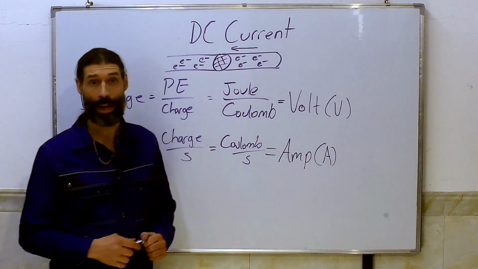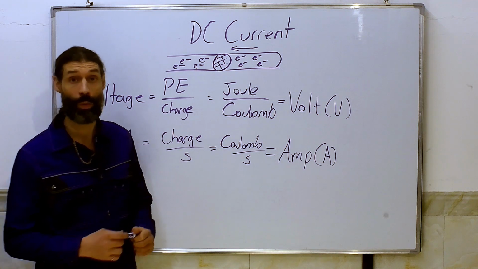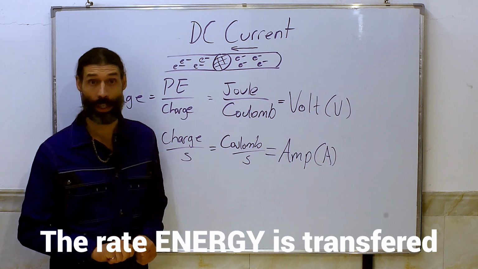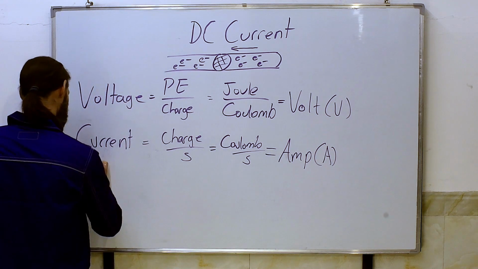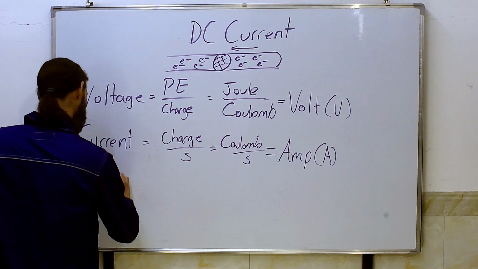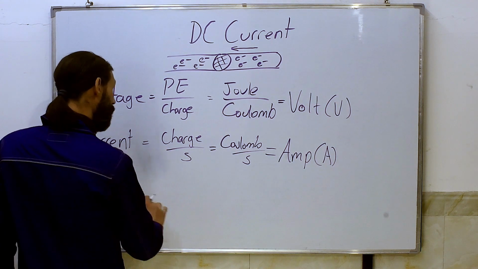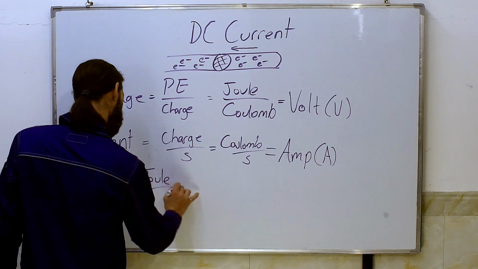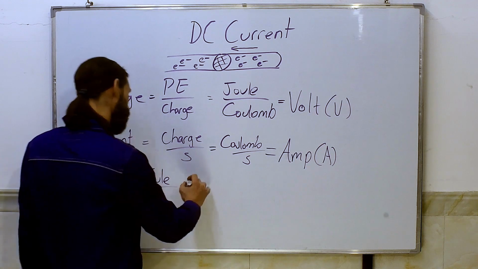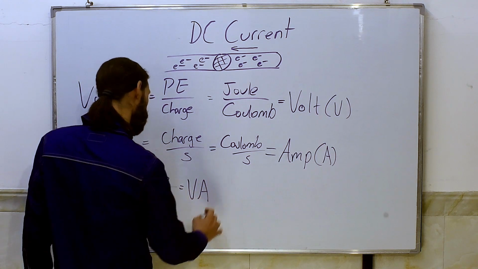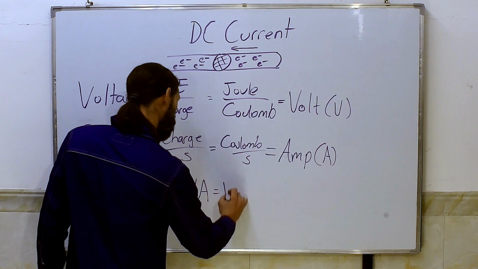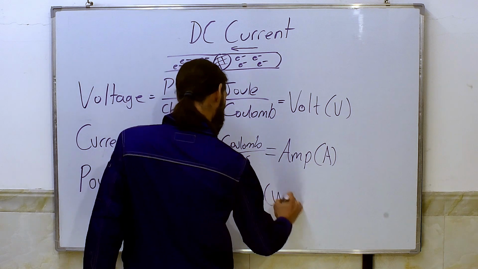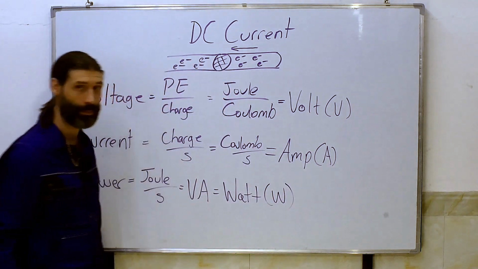The next thing we want to look at is electrical power, and that's the rate at which energy is transferred in our electrical circuit. So power is a rate, so it's per second, and it's an amount of energy, so it's joules per second. Joules per second is also a volt-amp, and it's also called a watt. This is represented by a capital W.